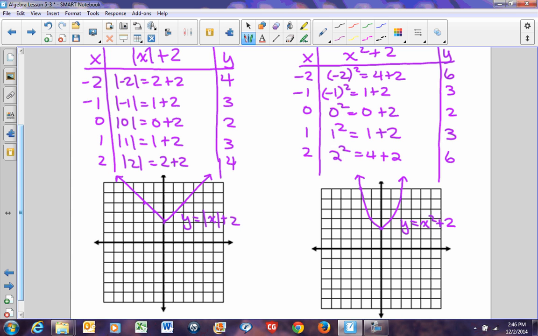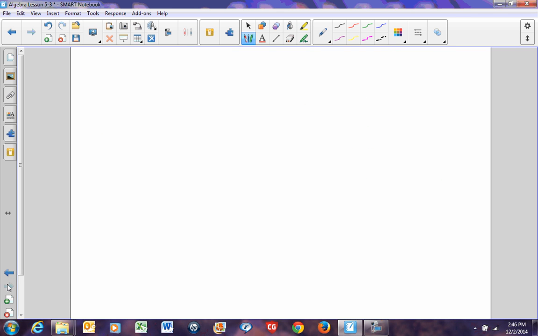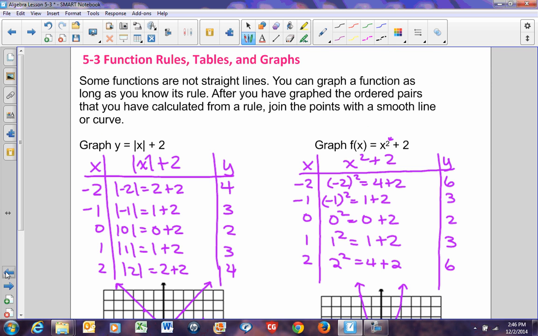So not all graphs will be linear. Be aware of that and make sure you plot enough points so that you can see the shape of the graph so that you can draw the graph correctly. And that is the end of this lesson.